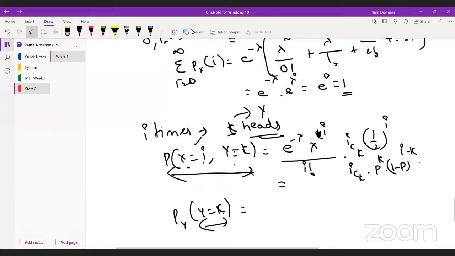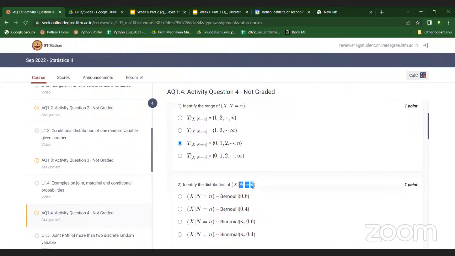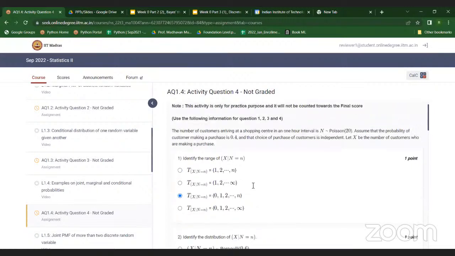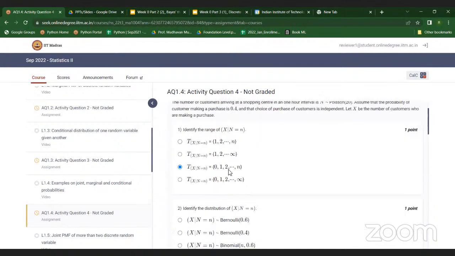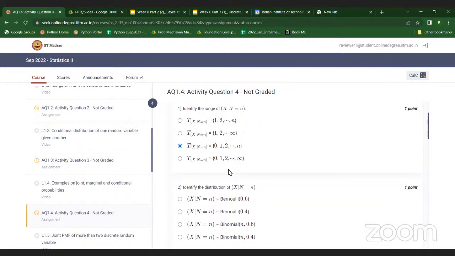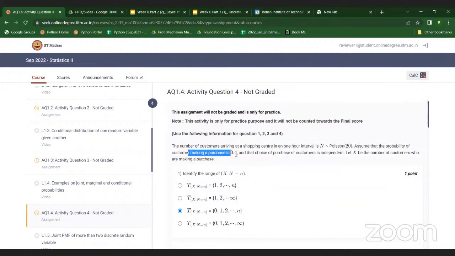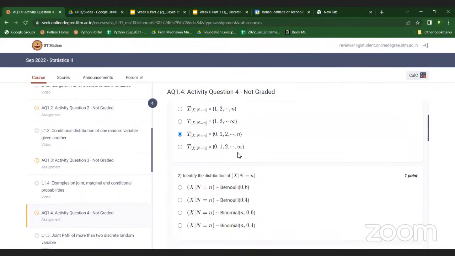Or normally we could just think of it like this: when N equals n, the number of customers that has arrived is n. When n customers have arrived, what is the probability that some number of customers will make a purchase, given that the probability of a customer purchase is 0.4? That's nothing but Bernoulli. This is similar to saying I have tossed n coins. What is the distribution of hits occurring? That's going to be Bernoulli.